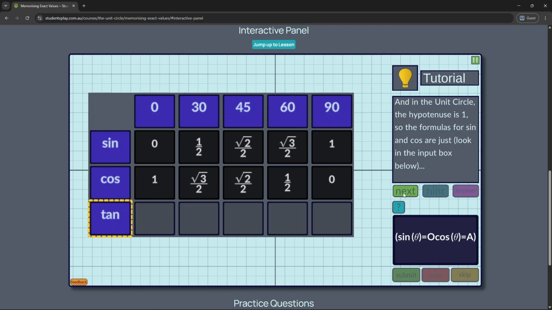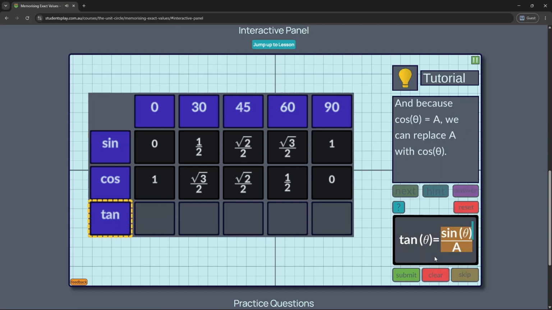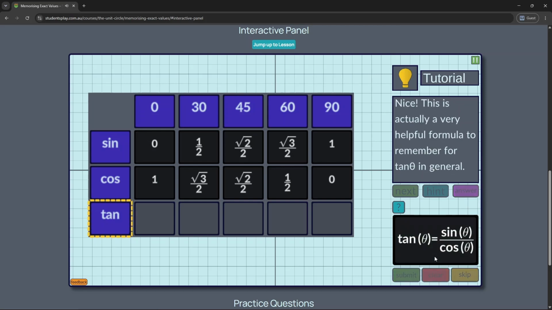Same over here. So in the tan formula, instead of O and A, we can replace them with sine theta and cos theta. So let's do it. Because sine theta equals O, replace O with sine theta. So O over here, that's the same as just sine theta. And because cos theta equals A, we can replace A with cos theta. Okay, cos theta. Nice. This is actually a very helpful formula to remember for tan theta in general. And it's based on SOHCAHTOA, something we're already familiar with.